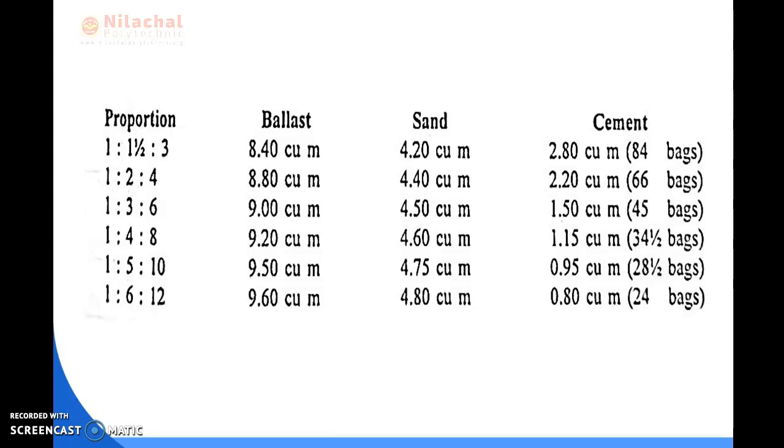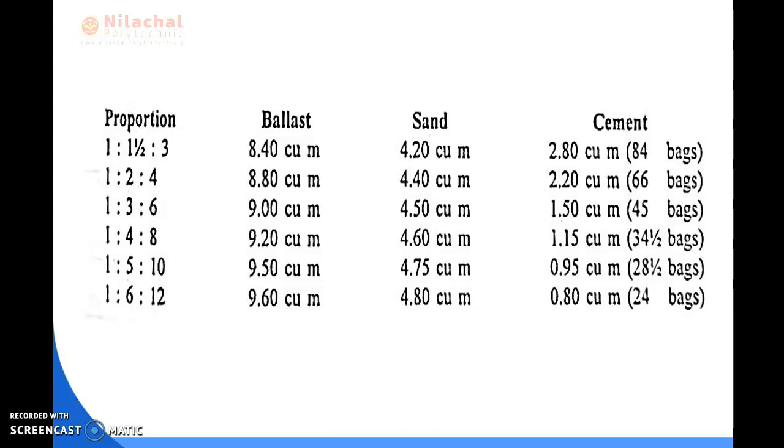Then also for the 1:2:4 proportion, the ballast requirement is 8.80 cubic, the sand requirement is 4.40 cubic and the cement requirement is 2.20 cubic. Also we write here that 2.20 cubic is equal to 66 bags.